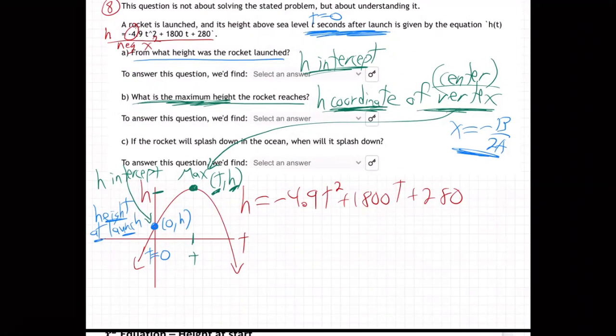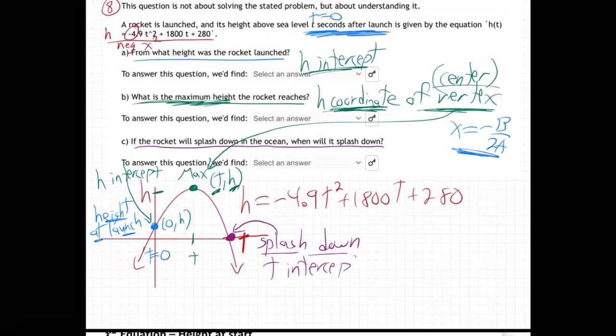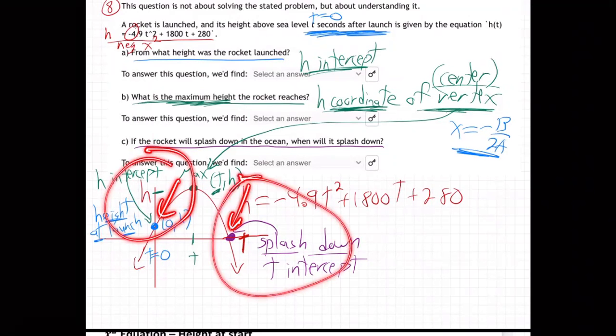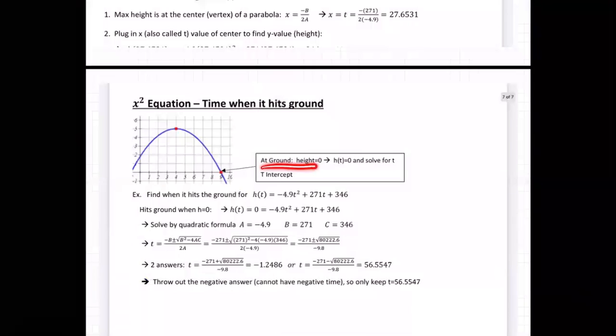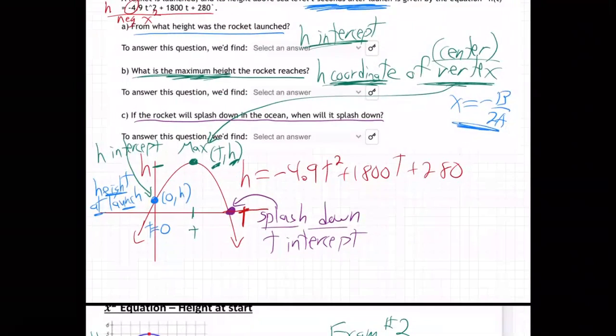And then finally, part C says, if the rocket will splash down in the ocean, when will it splash down? So here's the splashdown right there. It splashes down when it hits a height of 0. It hits the water. Notice that the splashdown is hitting the t-axis. In particular, it's the t-intercept, isn't it? Remember, any point on an axis is an intercept point. This one's an h-intercept, this one's a t-intercept. That's what I'm saying in the notes right here: at ground, height is 0, t-intercept right there.